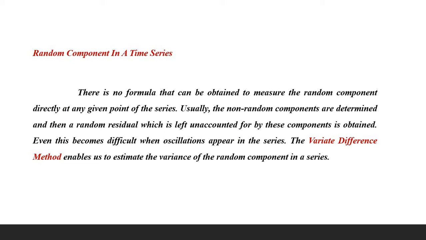Next, the random component in a time series data. There is no formula that can be obtained to measure the random component directly at any given point of the time series. Usually, the non-random components are determined and then the random residual, which is left unaccounted for by these components, is obtained. Even this becomes difficult when oscillations appear in the series. The variate difference method enables us to estimate the variance of the random component in a series.